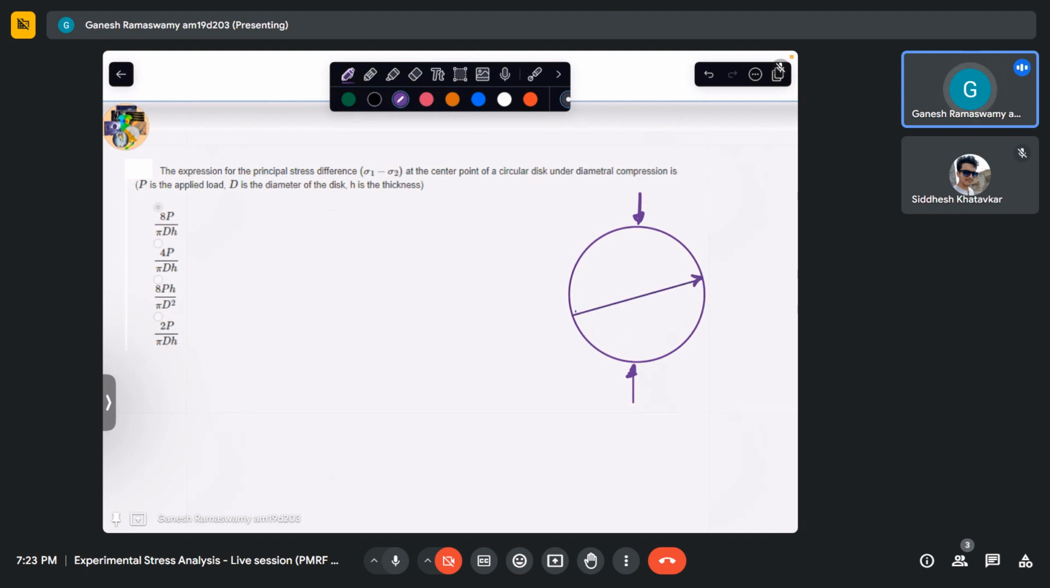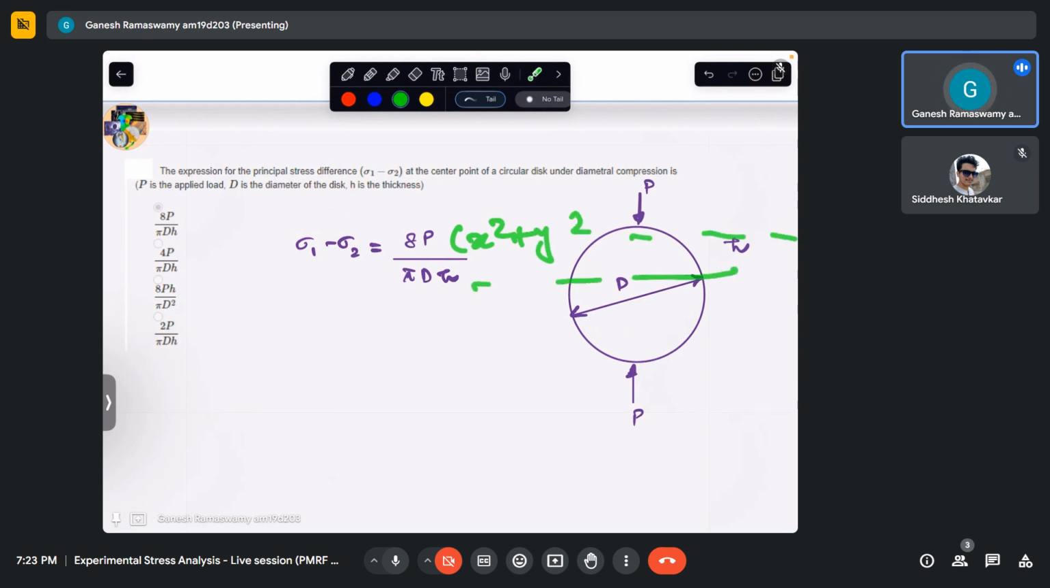If we have the diameter as d, the out of plane thickness as h, and the load applied as p, then sigma 1 minus sigma 2 comes out to be 8p by pi d h. This is from theory. Essentially, for a disk under diametral compression, we have a big expression for sigma x, sigma y, and tau xy. So we can calculate sigma 1 and sigma 2 from those expressions and take the difference. This will have x squared, y squared, and so on. There will be big expressions.